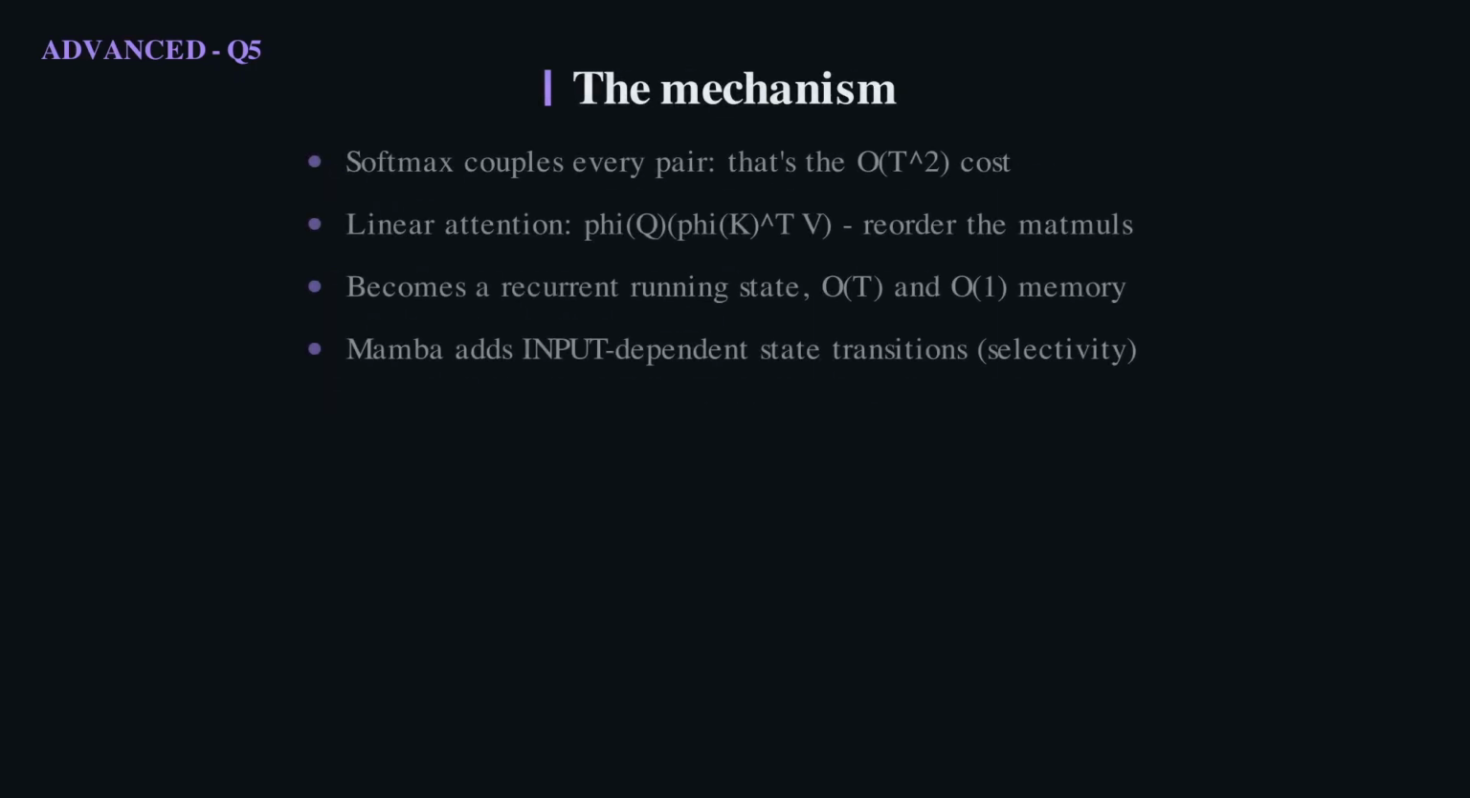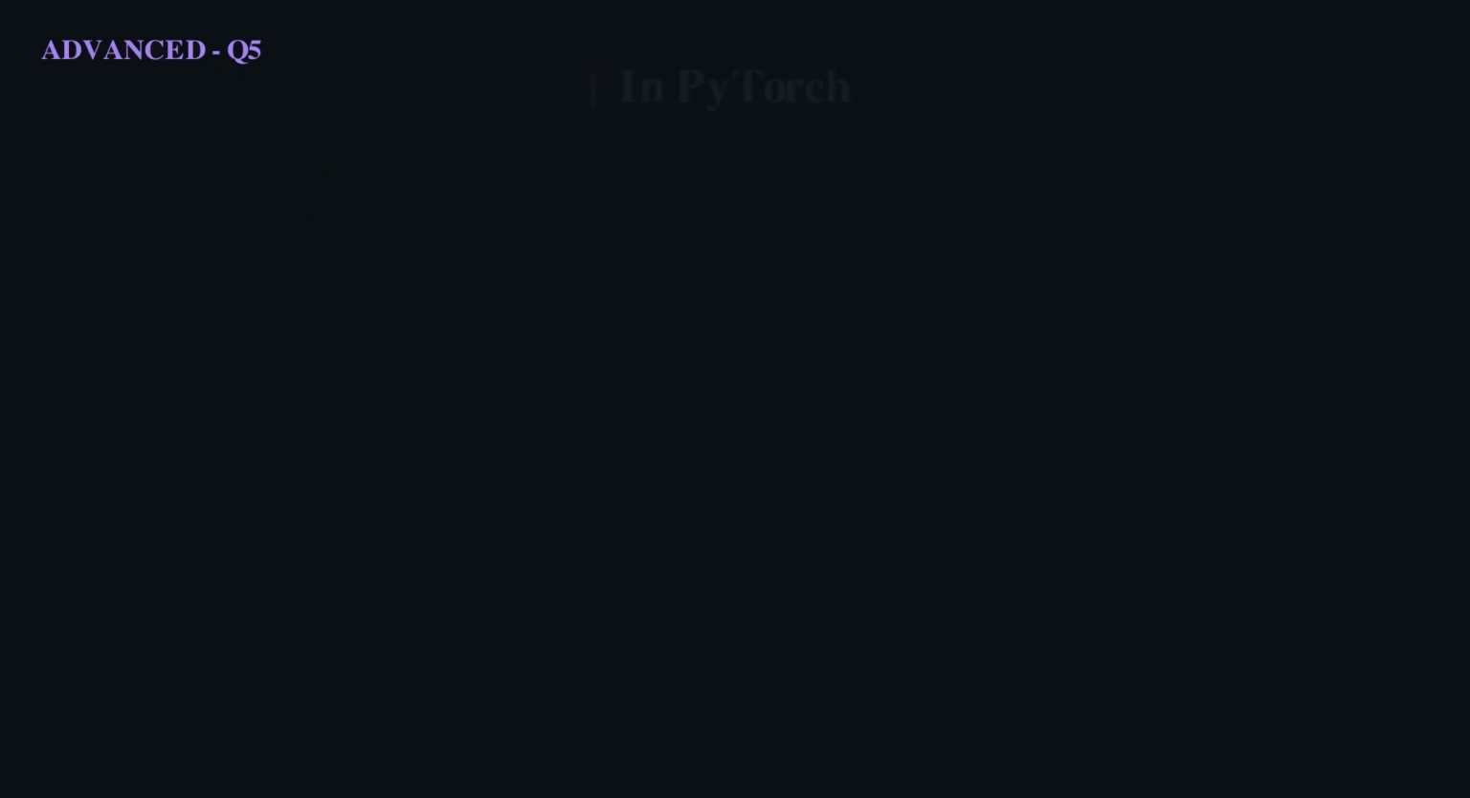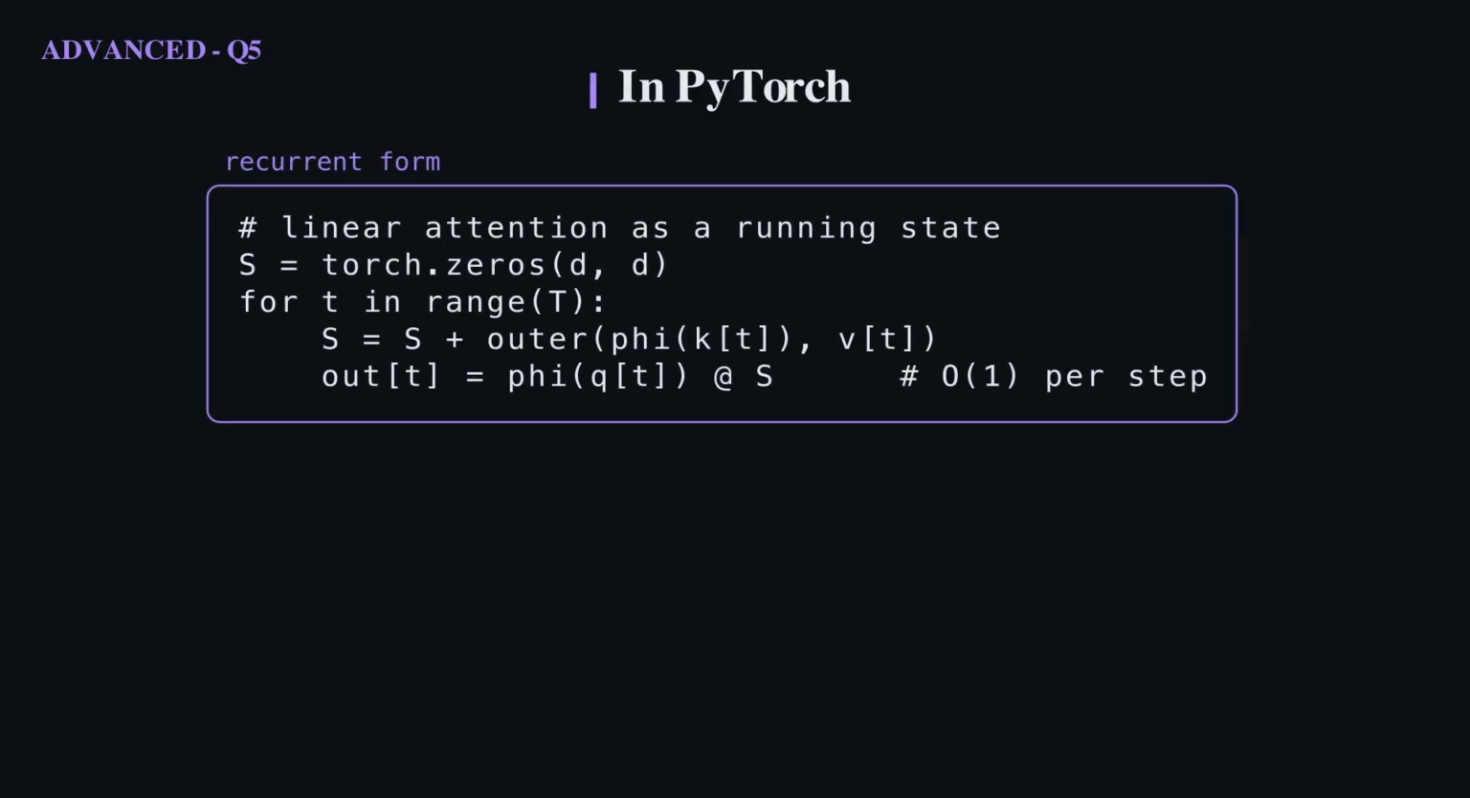Without softmax, you can reorder the matrix product so attention turns into a recurrence with a fixed size state, linear in length. Mamba's twist is making the state transitions depend on the input, so it can choose what to remember. Here is linear attention as a recurrence, a single state matrix S that accumulates, giving constant work per token and no growing cache. No KV cache that grows with length, just a fixed state.